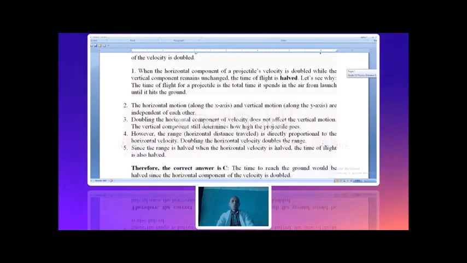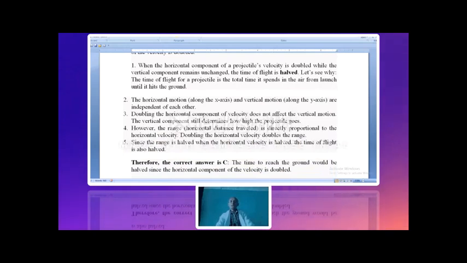The horizontal motion along the x-axis and the vertical motion along the y-axis are independent of each other. Doubling the horizontal component of the velocity does not affect the vertical motion. However, the range or horizontal distance traveled is directly proportional to the horizontal velocity. Doubling the horizontal velocity doubles the range. Since the range is halved when the horizontal velocity is halved, the time of flight is also halved. Therefore, the correct answer is C. C says that the time to reach the ground would be halved since the horizontal component of velocity is doubled.